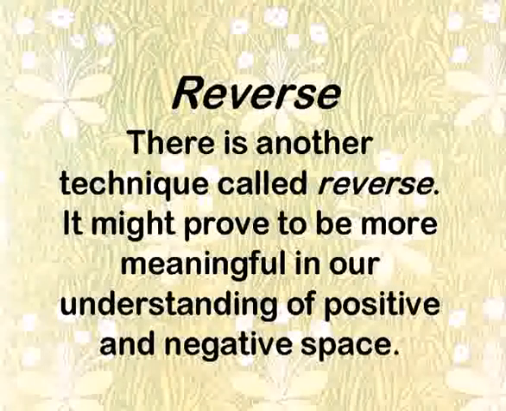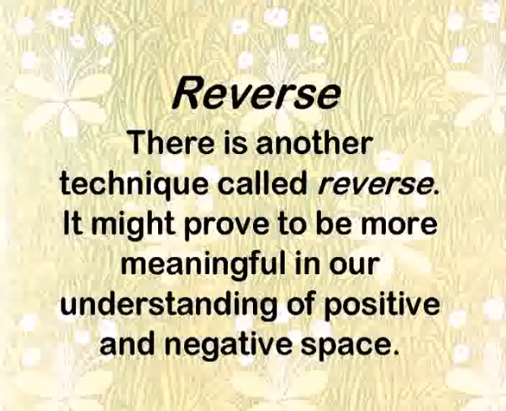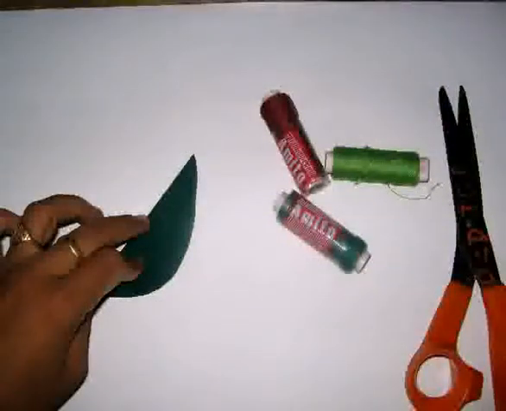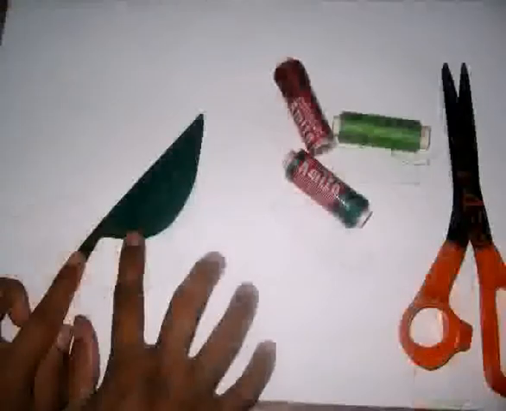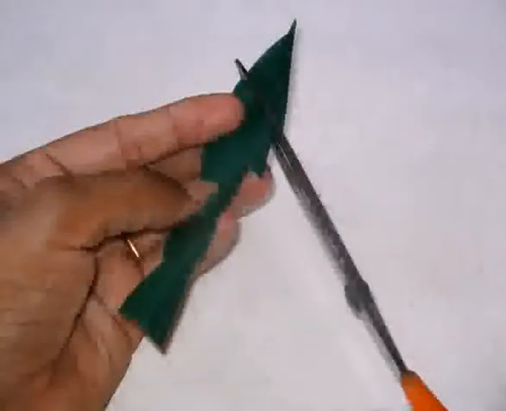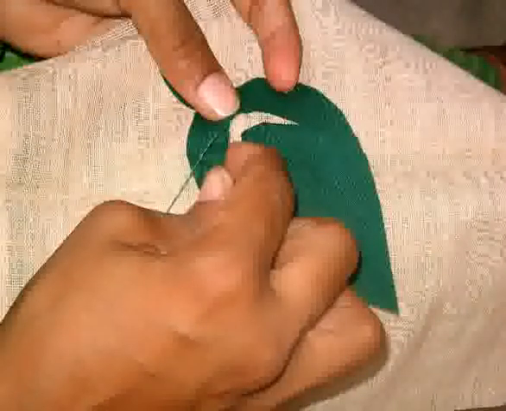Reverse. There is another technique called reverse. It might prove to be more meaningful in our understanding of positive and negative space. Let us take an example of a green leaf on a beige background. Snips will be made on the folded leaf and it is then placed on the base beige fabric.